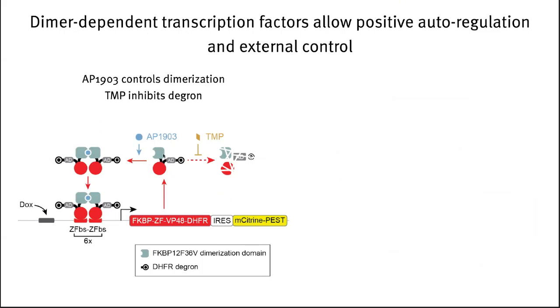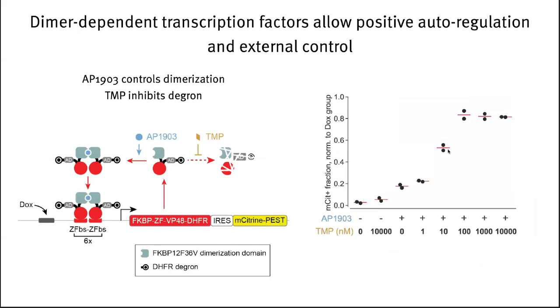So we replaced that first homodimerization domain I showed you with FKBP, which is a very well-known protein binding domain that can be controlled by the drug AP1903 through chemically induced dimerization. And we also attached these little black bullseyes, which are degrons, which destabilize the proteins, but can be inhibited by a drug called trimethoprim. And in that way, we can control from the outside the stability of these proteins. We also attached fluorescent protein reporters.